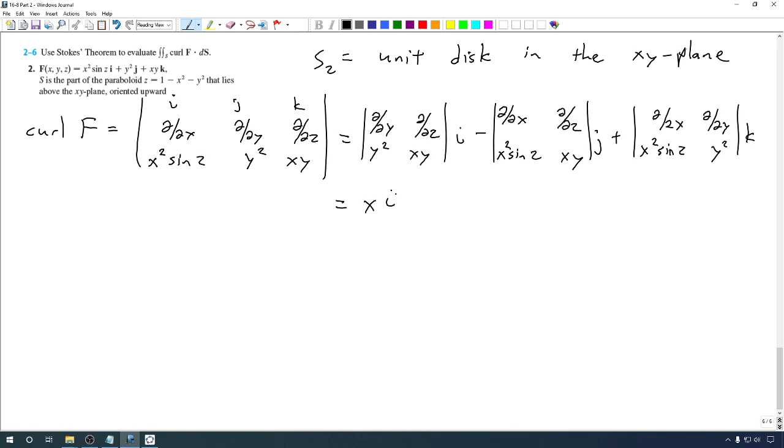We have x times i as our first component. Here we have a y. This time we do have something going the other way, but I'm going to use the negative to swap the order. So we'll have plus the derivative of x squared sine z with respect to z, which is x squared cosine z. Then minus the other derivative, which we said was y. Finally, the derivative of y squared with respect to x is actually 0, so we won't even have that. And the derivative with respect to y of x squared sine z is also 0. So we don't have a k component, we just have this.